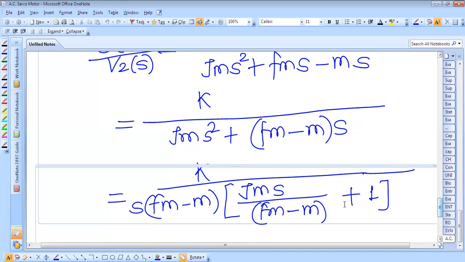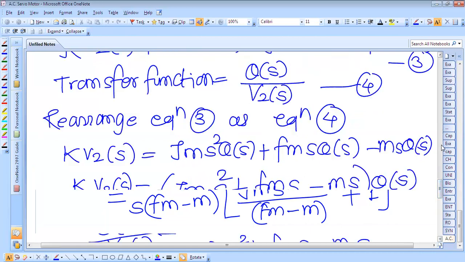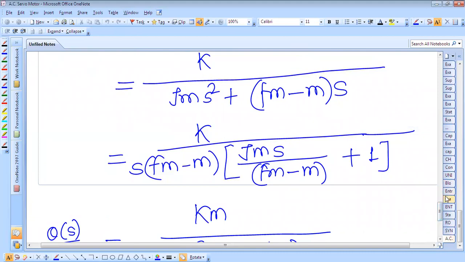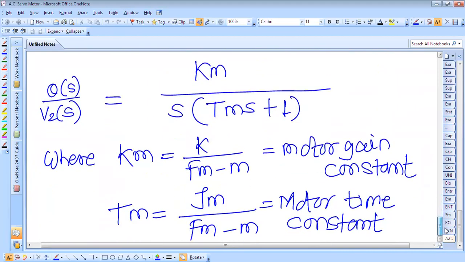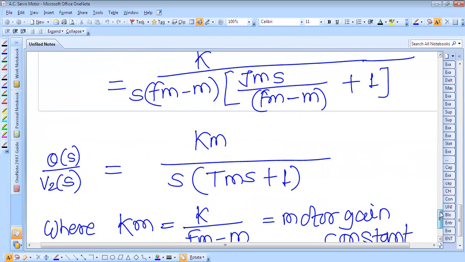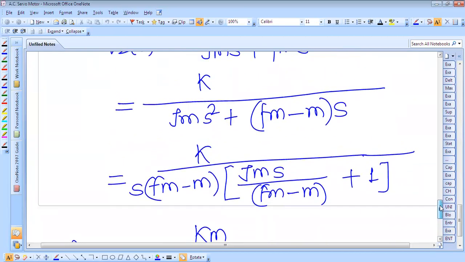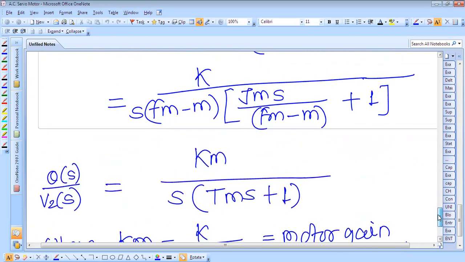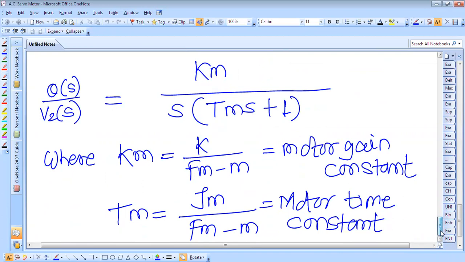So we have to solve this for theta of s by V2 of s. This is Km by s into (Tm s plus 1). Here Km is nothing but K over Fm minus M. This is the value of Km, the motor gain constant, and Tm is Jm by Fm minus M, the motor time constant.